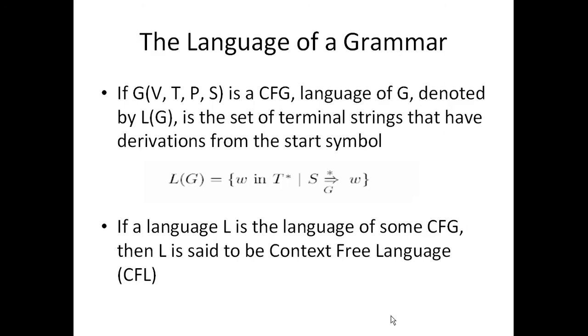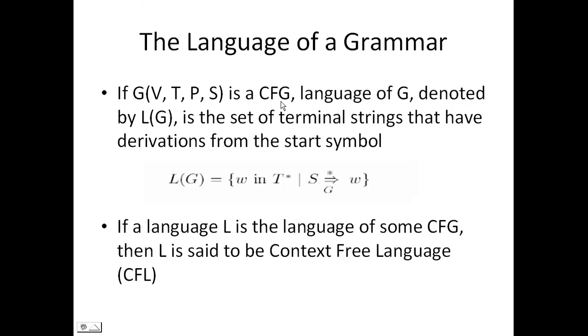The next topic that we are going to study is the language of a grammar. So suppose G is equal to V, T, P, S is a context free grammar. Now this should be learned by heart. The four components together are nothing but the CFG, that is the variables, terminals, set of production rules and the start symbol.